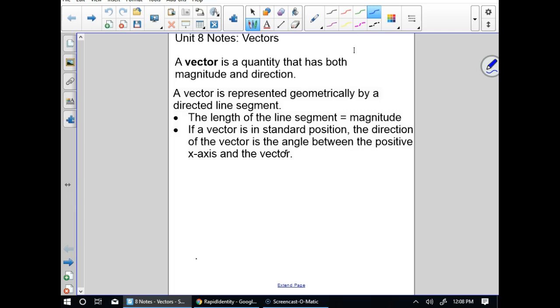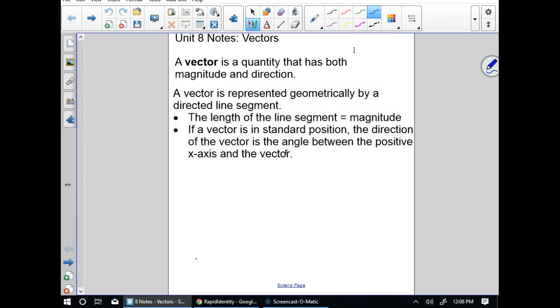So velocity always has direction, although often we might use it in conversation like it doesn't. We might use it interchangeably with speed, but technically it's not. So a vector can be represented geometrically by a directed line segment. And this is where this fits into our current study.